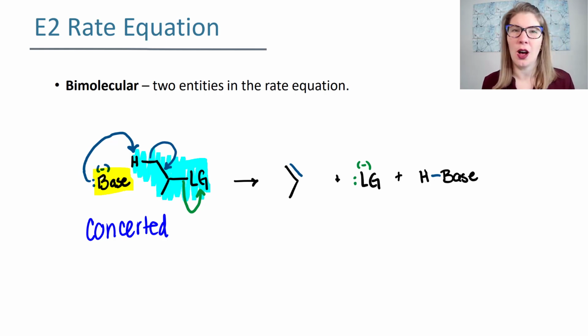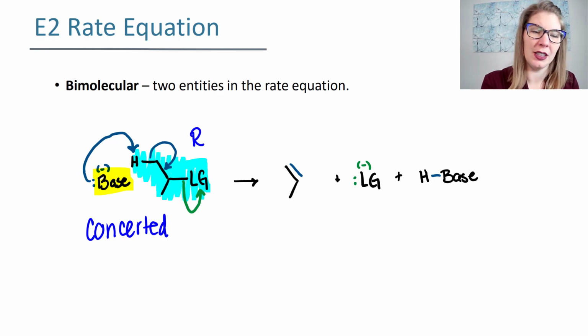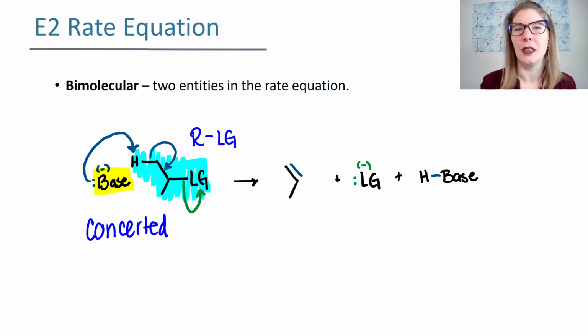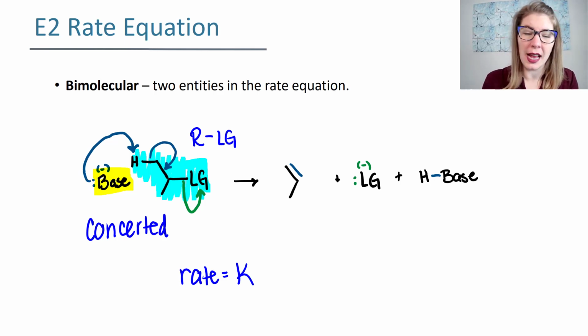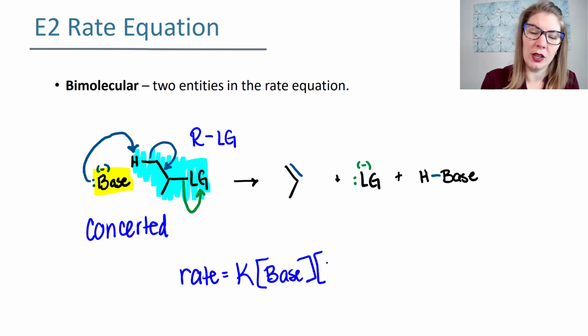Now, some people don't call the entity that I highlighted in blue the substrate. If you go on the internet, you'll see that the majority of people, instead of calling it a substrate, will call it just RLG for leaving group, right? The thing that has the leaving group attached. So when you're looking at the rate equation, your rate is going to be equal to the rate constant, which changes for each reaction. And then you're going to have the base in your rate equation, and you're also going to have the substrate, which again, most people will write as RLG.